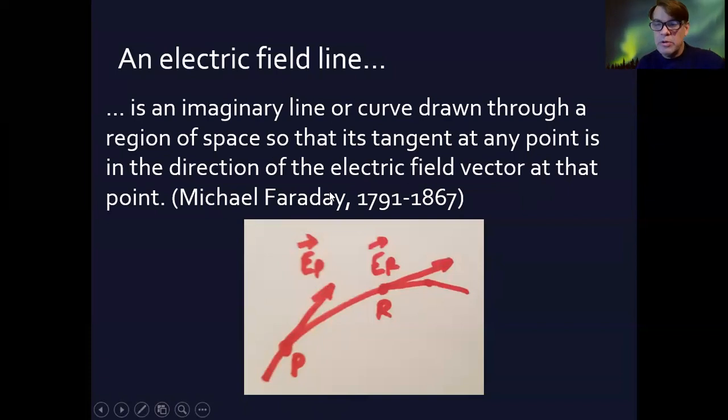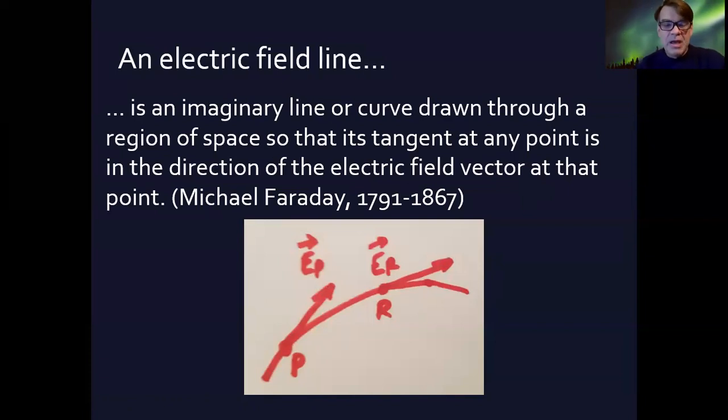Michael Faraday is the one who came up with this. We're going to get to Faraday eventually, Faraday's law, one of the four great laws of electromagnetism. We've already had one of them, Coulomb's law, earlier in this chapter, and we're going to get the next one, Gauss's law, in the next chapter.